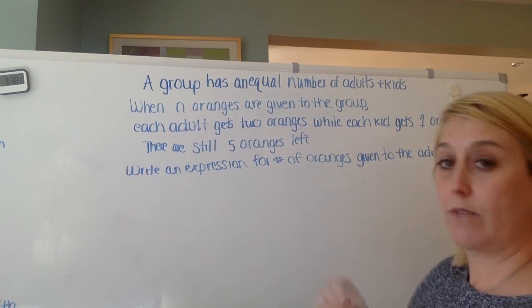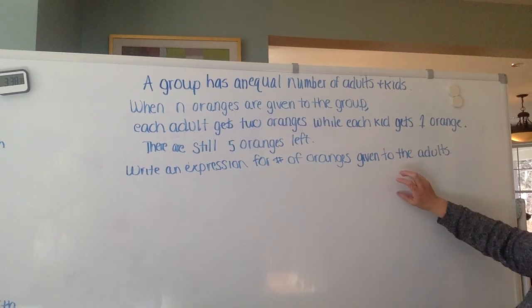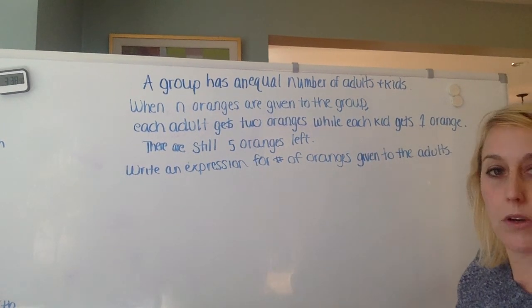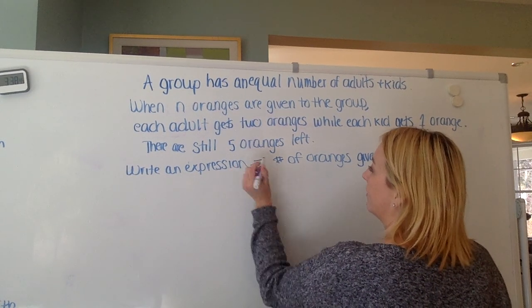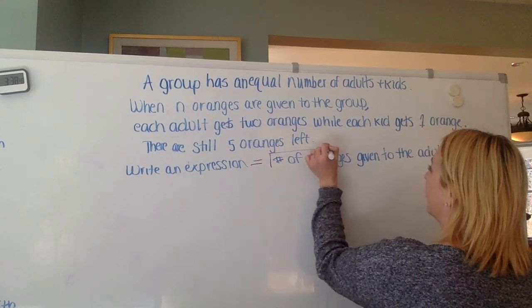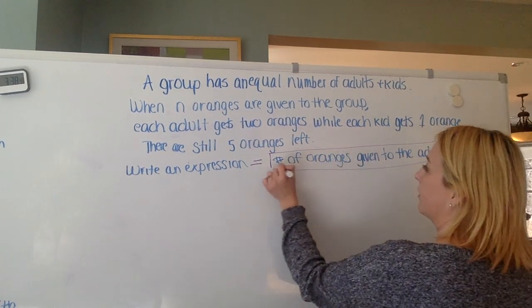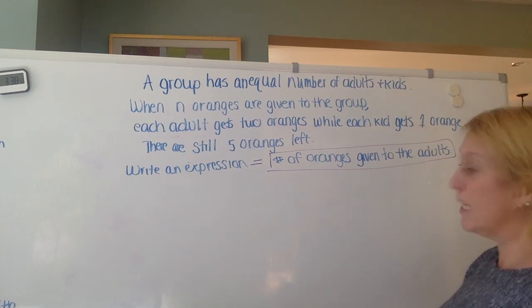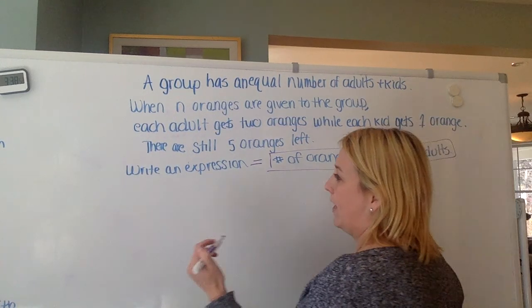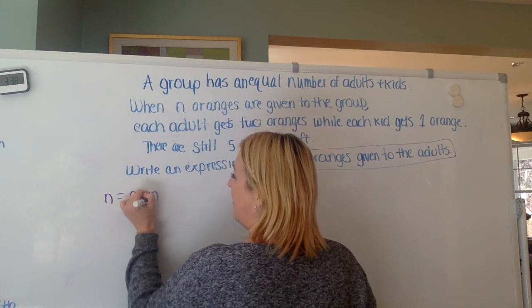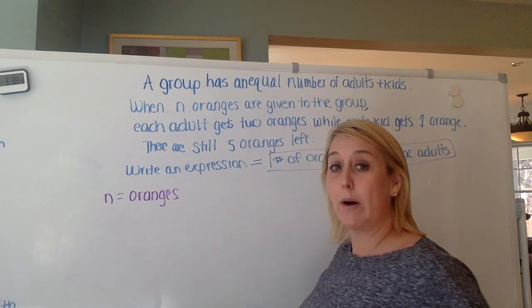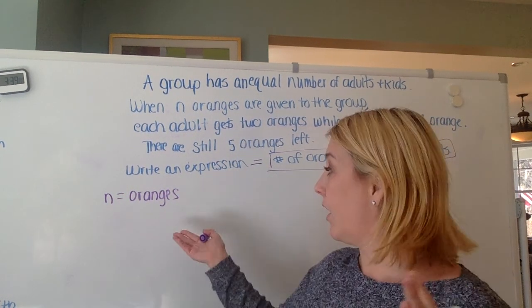Write an expression for the number of oranges given to the adults. So write an expression. You know what I'm going to say. I'm going to put an equal sign. So we're looking for the number of oranges given to adults. And then I like to think of the variables. So n, I like to go through that. All right, n is oranges. And we don't know how many oranges there are, right? That's a value we don't know.